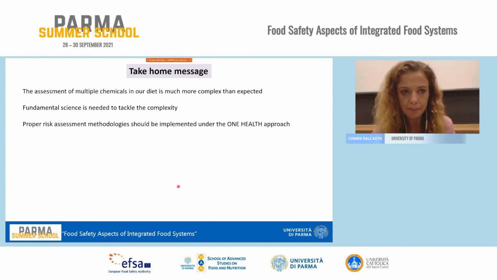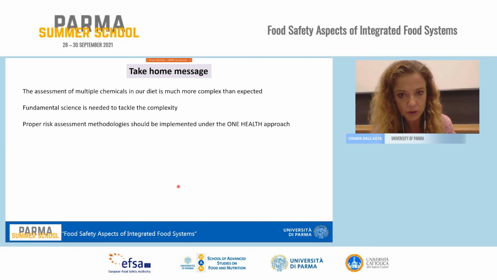So just to wrap up, the assessment of multiple chemicals in our diet is much more complex than expected. It was already complex before the break. I hope I was able to add another layer of complexity. Fundamental science is needed. This is definitely fundamental science. This cannot be brought to risk assessment immediately, but we need to understand the mechanism to tackle the complexity and to be ready, to be prepared.